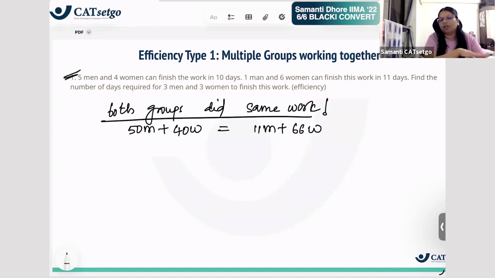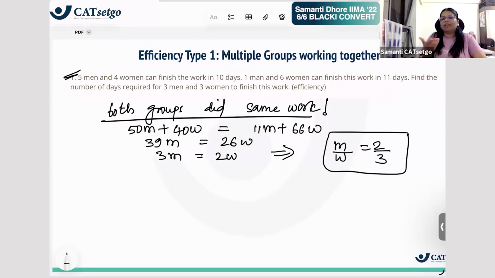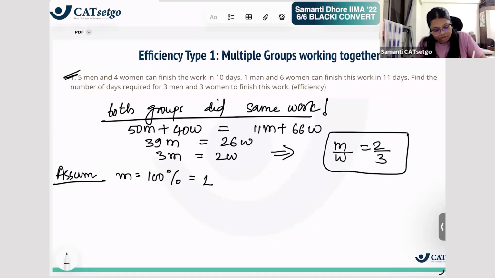Right? If we solve it, this becomes 39M is equal to 26W. 13 threes are 39. So this gives us that M by W is 2 by 3, right? Efficiency of men versus efficiency of women. So let's say we assume that the efficiency of men is 100%, that is 1. So then W becomes 3 by 2 of men, that is 1.5, that is 150%. मतलब women are more efficient, right?